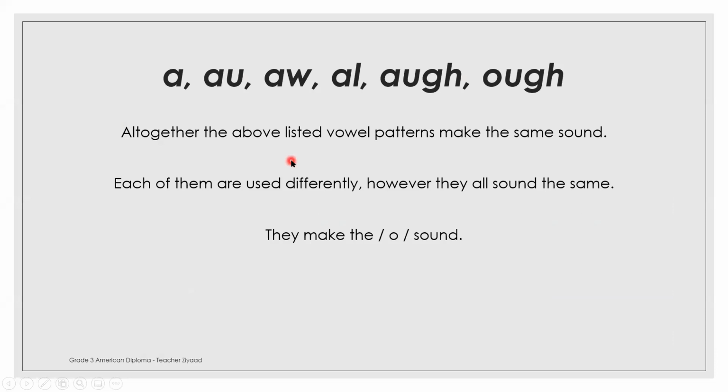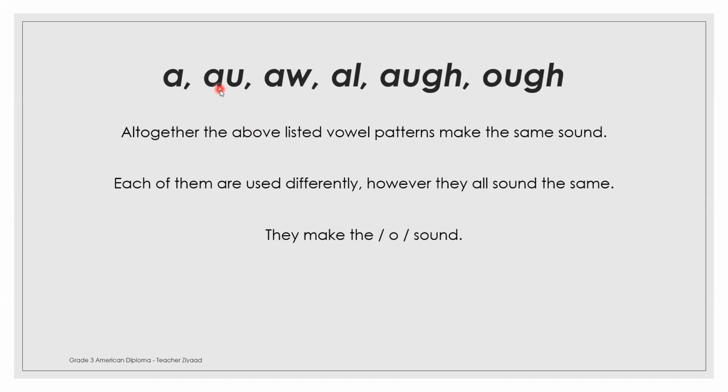So altogether, the above listed vowel patterns make the same sound, and now you are familiar with the sound that it makes. It is the sound O, and each of them are used differently. However, they all sound the same. So they make the O sound. This little O here with the forward slashes or the dashes next to it makes the O sound. So keep that in mind.